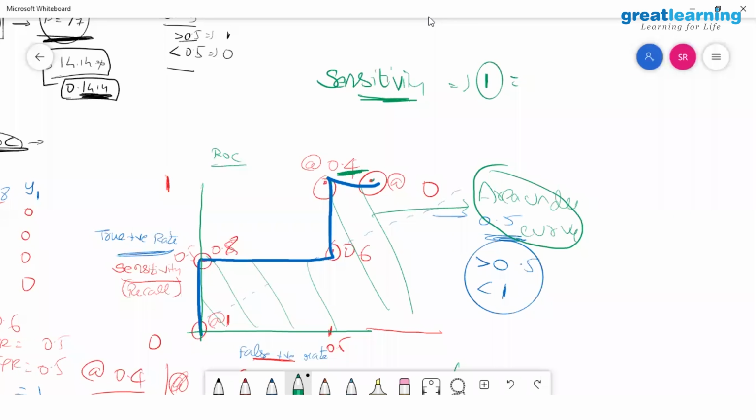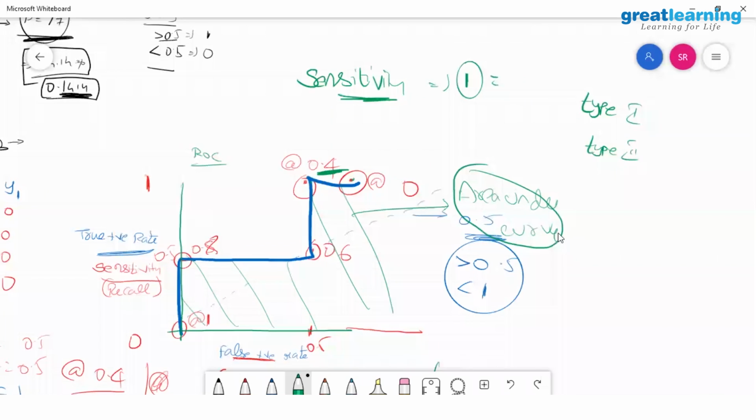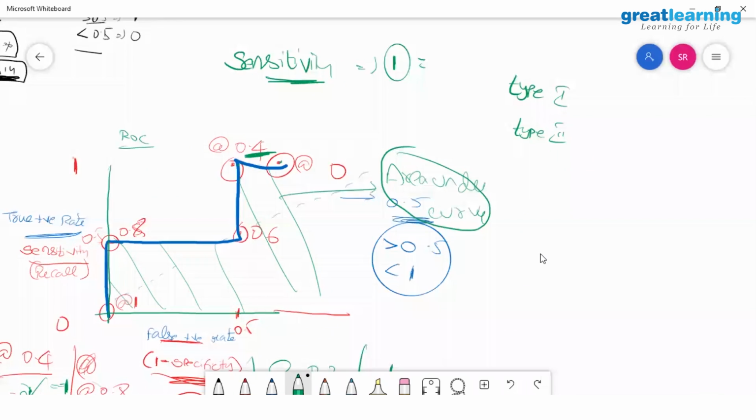Sir, I have a request. Can you also explain this in terms of type 1 and type 2 error? Like if we are creating a model from the customer perspective and the market perspective, which one should we consider? The area under the curve only when we want to reduce type 1 errors?